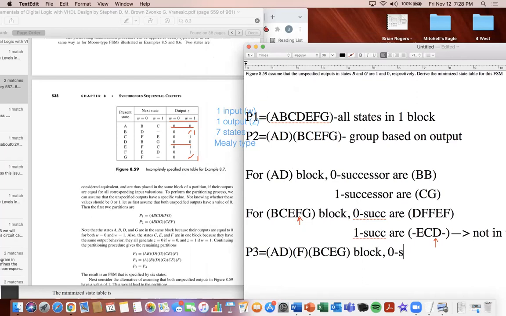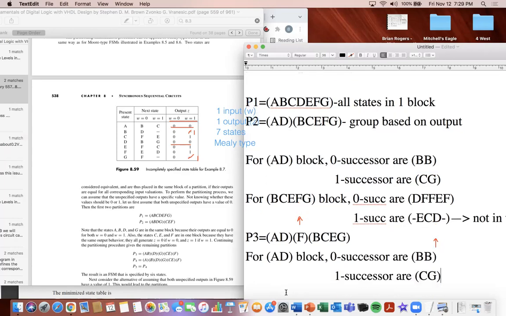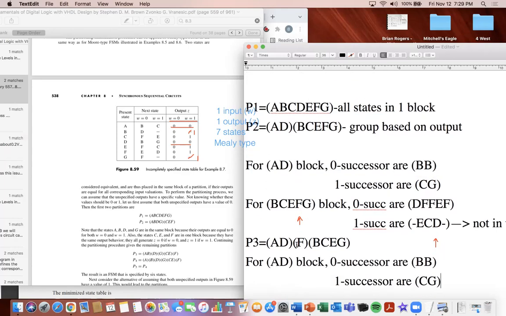The 0 successors in this block, we know for the AD1, oh, sorry, I need to do it for the AD block. For the AD, I'll just copy it here because honestly it's the exact same. For F, we don't care what the 0 successor are because it's literally going to be in the same one because it's only 1. 0 successor for F is in E, 1 successor is in D. Of course, those are going to be the same because it's only 1.